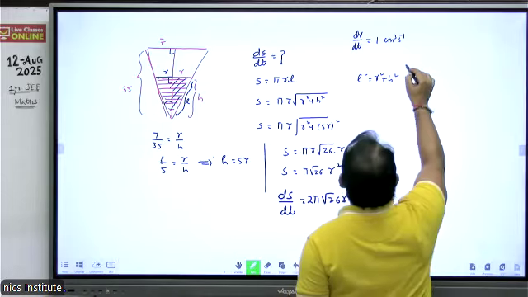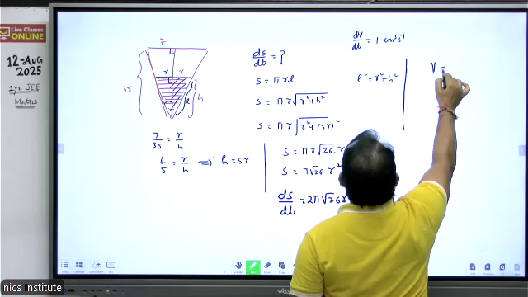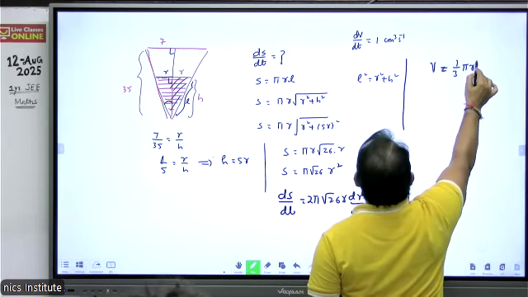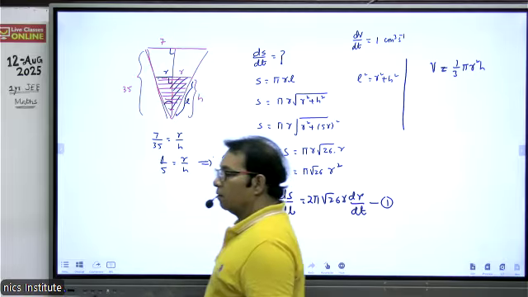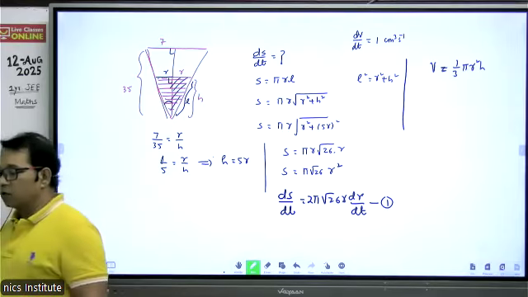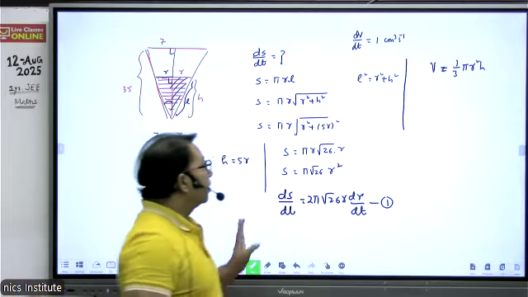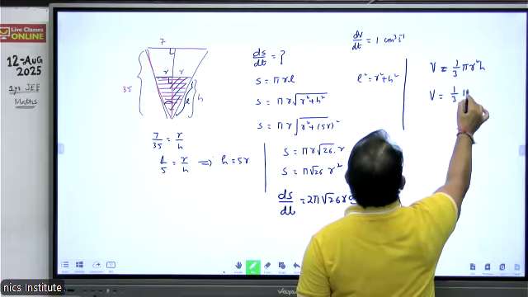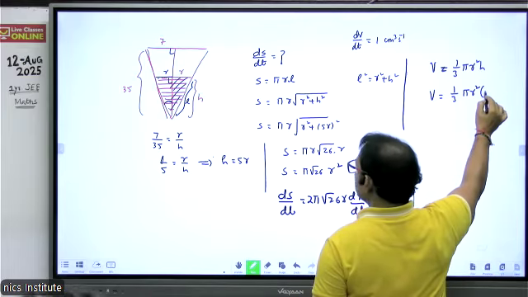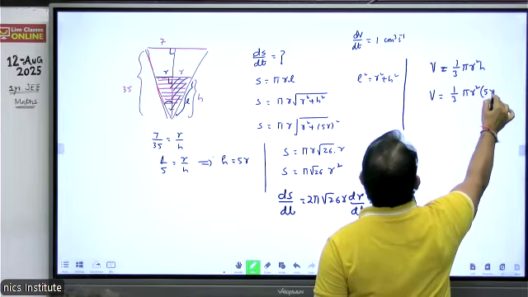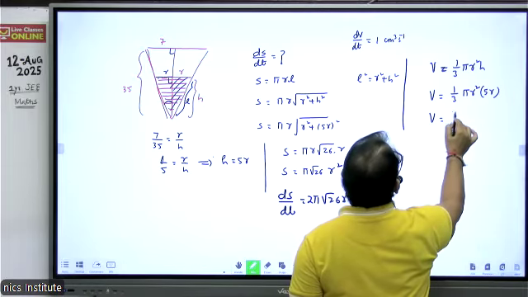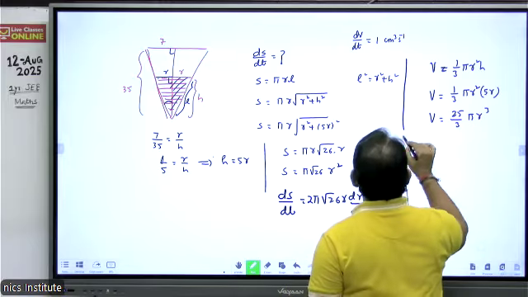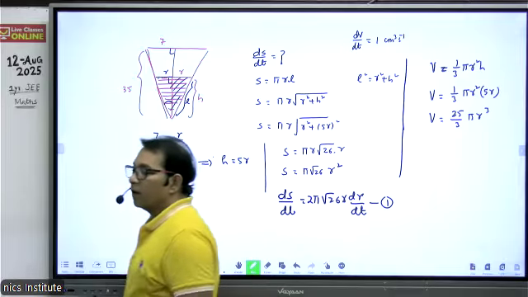So we need to find the formula for the volume also. Volume of the cone is how much? 1 by 3 pi r square h. Over here also you have to replace h. So V is equal to 1 by 3 pi r square h. H is how much? H is 5r. So V is equal to 25 by 3 pi r cube. So this is the volume in terms of r.